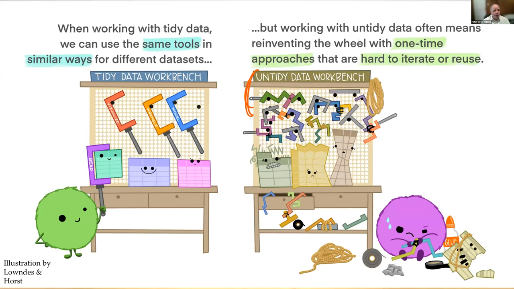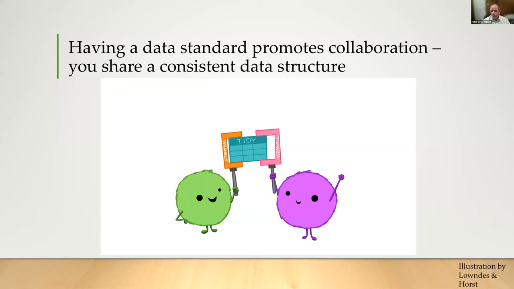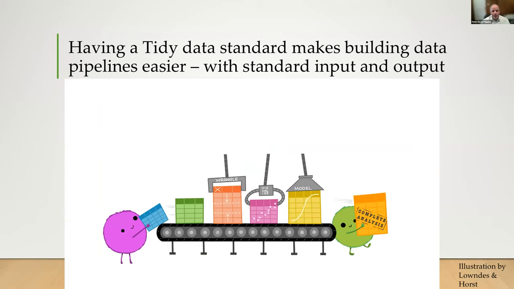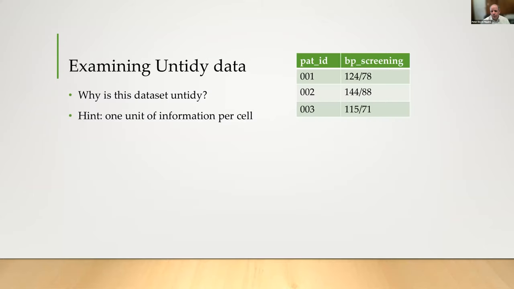Working with tidy data means you can use the same tools in similar ways for different data sets. But working with untidy data often means reinventing the wheel with one-time approaches that are hard to iterate or hard to reuse. So having a data standard promotes collaboration. It's easy for other people to work together because you share a consistent data structure and you can pass the data from one person to another to do different steps. Having a tidy data standard makes building data pipelines easier with standard inputs and outputs to each function.